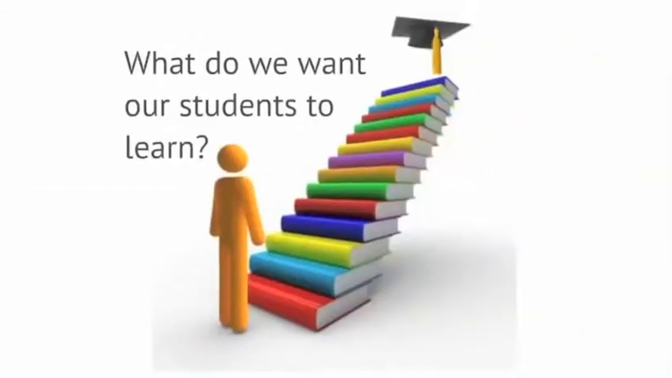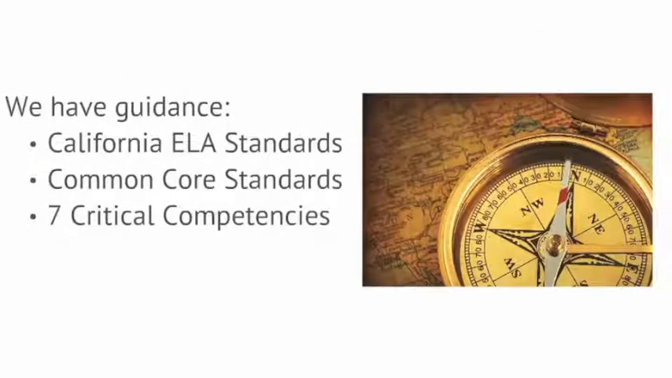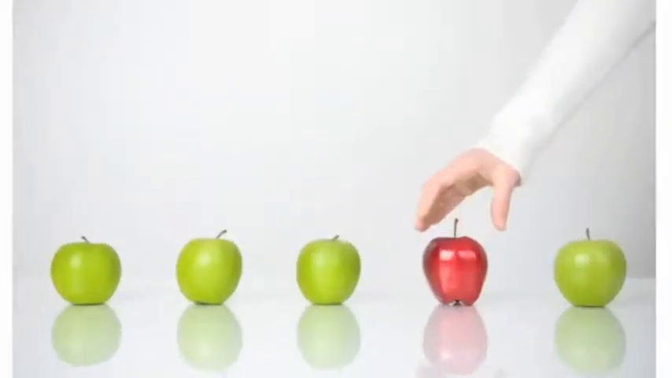I like the idea of focusing on what students learn, but then the question becomes, what do we want our students to learn? We have our standards, we have Common Core standards, we have competencies, so we do have guidance in this area. It's not like we have to pick them out of thin air, and if we're working on vertical alignment, we can certainly choose them strategically. We just need to make that choice and decide which standards we're going to focus on.